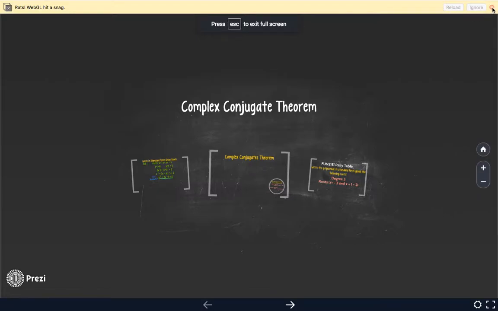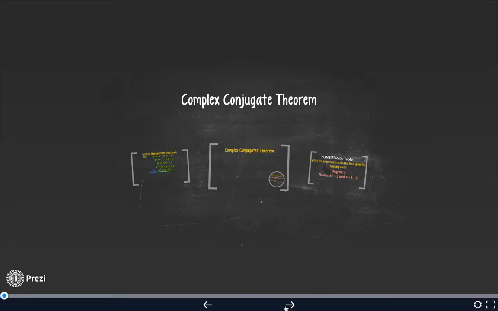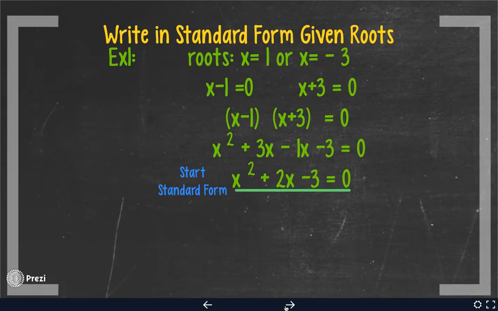Let's talk about something called the complex conjugate root theorem, which relates back to the fundamental theorem of algebra. It states that the total number of zeros you end up with should equal the degree. So when you combine all the real zeros and all the imaginary zeros, they should always equal the degree. Don't ever forget that.